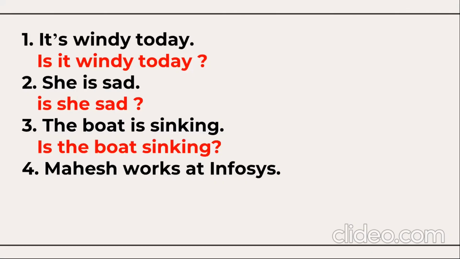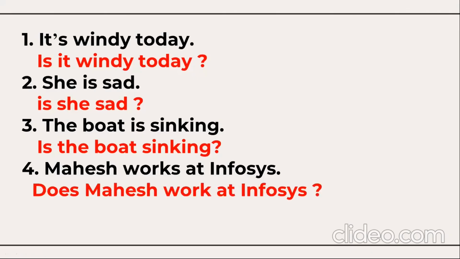Then: Mahesh works at Infosys. Now see the difficulty level. In this sentence you don't find any helping verb very clearly. It's not much visible, but there is a helping verb. In simple present tense, as we learned in our previous videos on subject verb agreement, the subject agrees with the verb. The subject is singular, so we have an extra s or es with the main verb in simple present tense. When there is an extra s or es, it means there is a hidden helping verb, that is does. Here does is the hidden helping verb, so we'll say: does Mahesh work at Infosys?